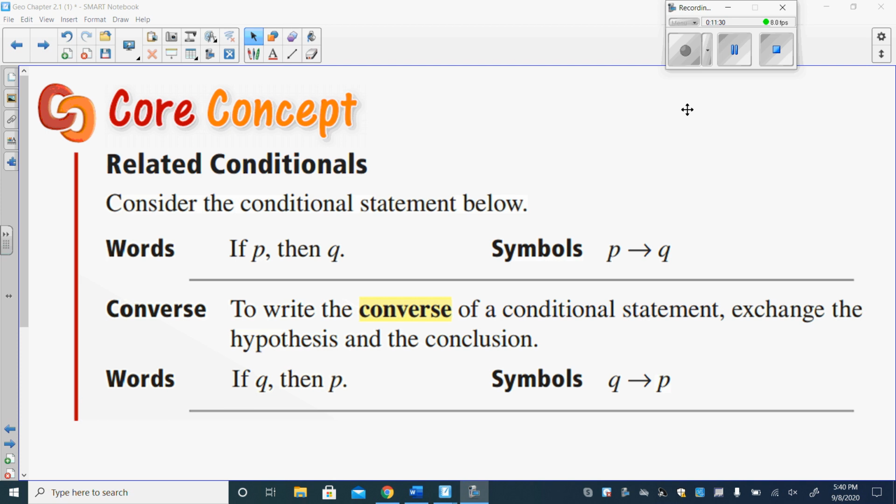So the converse is flip. We flip the if and the then. We flip the hypothesis and conclusion. We still have it as if-then, but the conclusion comes first, the hypothesis comes second.